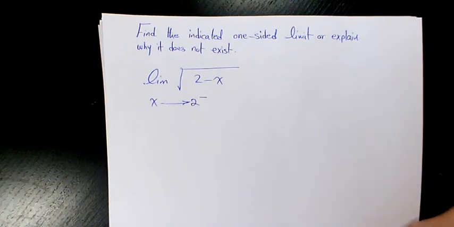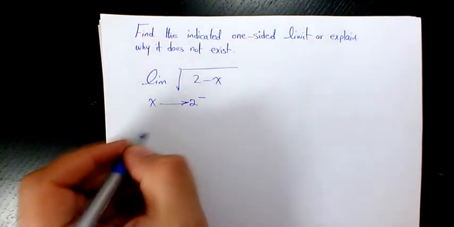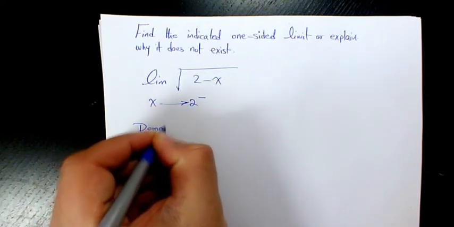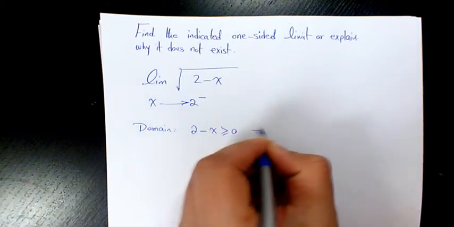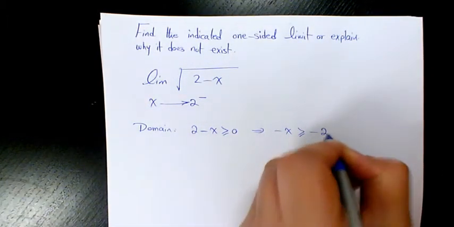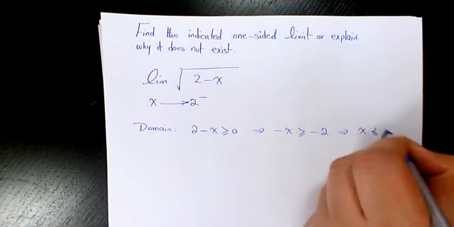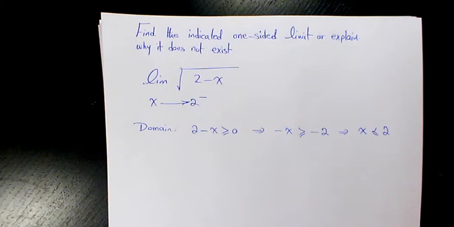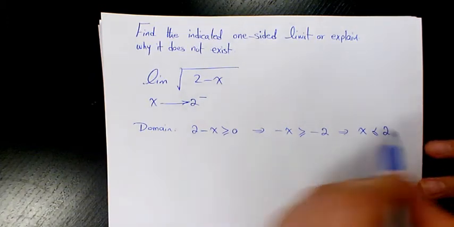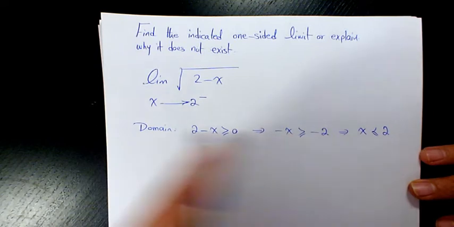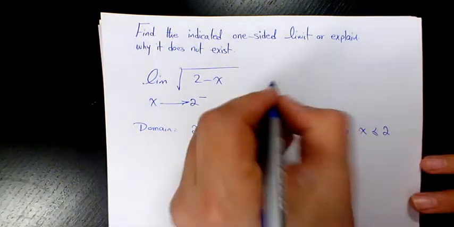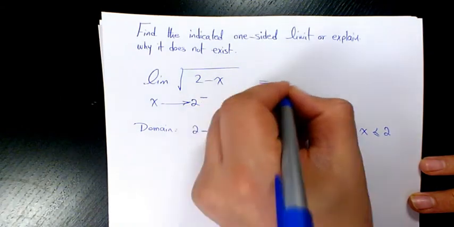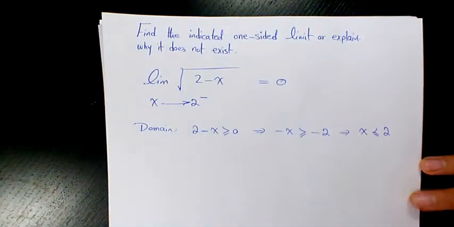So in this case, the domain is: 2 minus x has to be equal to or greater than 0. It means that negative x has to be equal to or greater than negative 2, or that x has to be equal to or less than 2. Since it's 2 minus, it means the left side of positive 2, which is a little bit smaller than positive 2. So that is a valid number. You're going to say that it exists and it's going to be equal to 0.